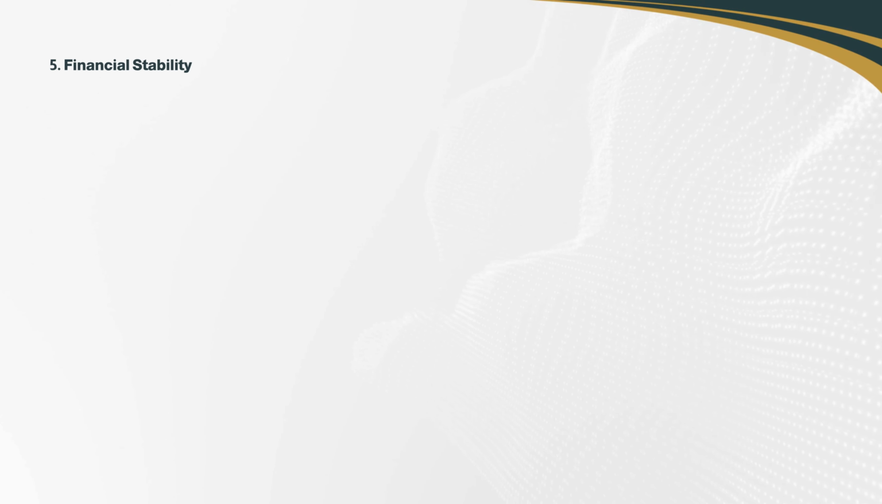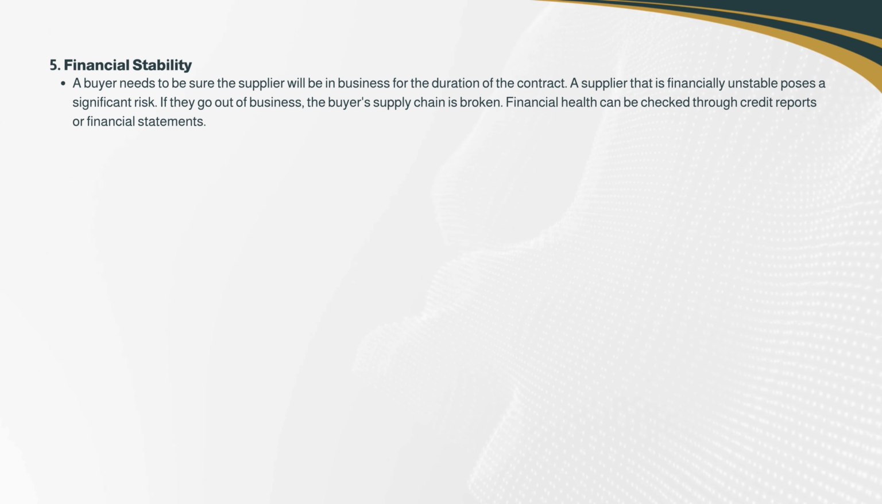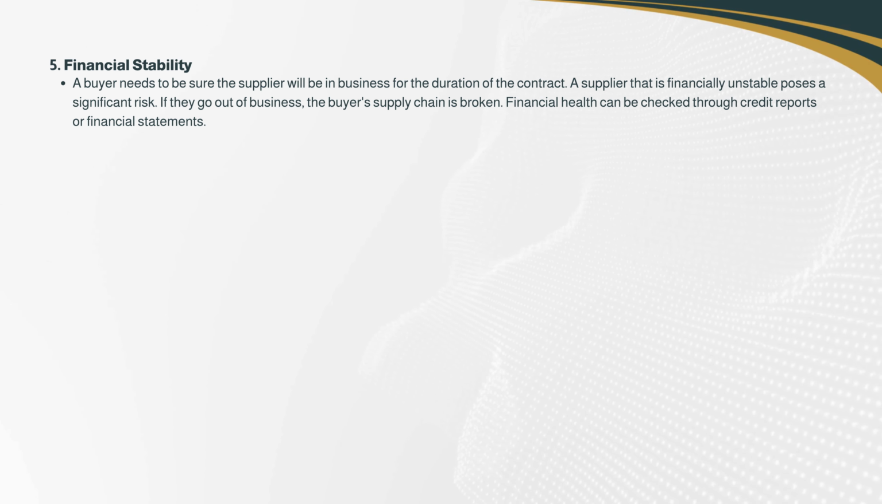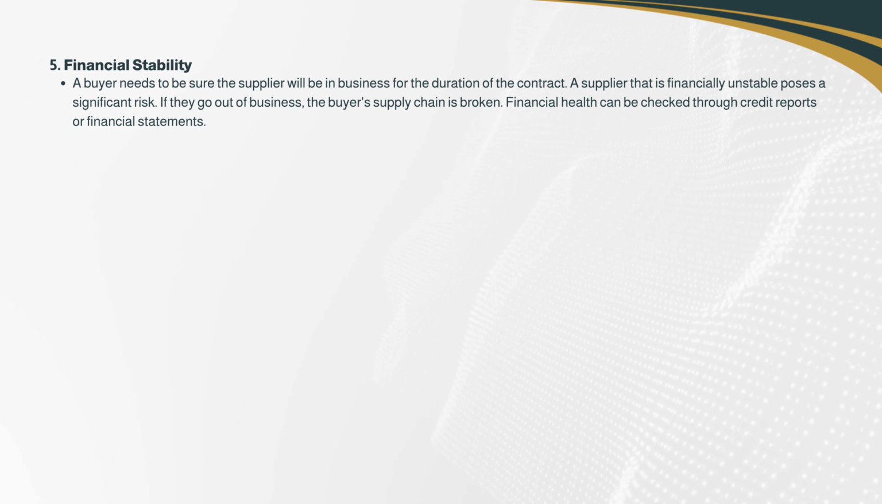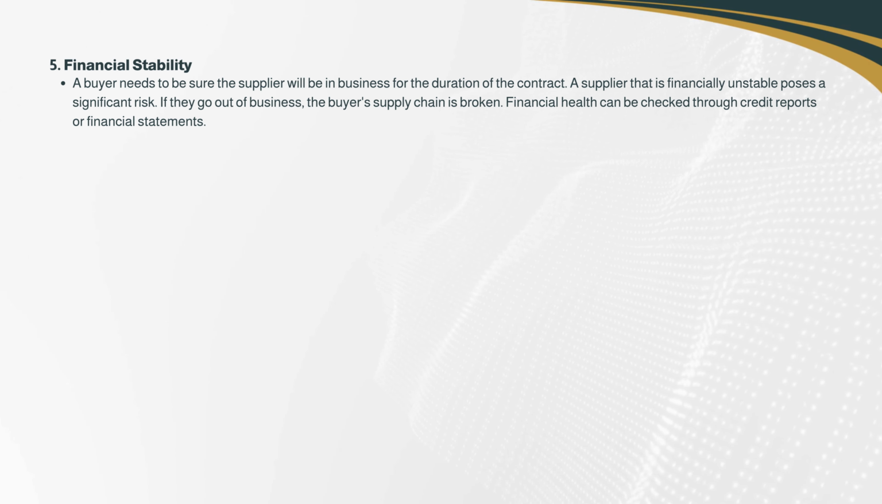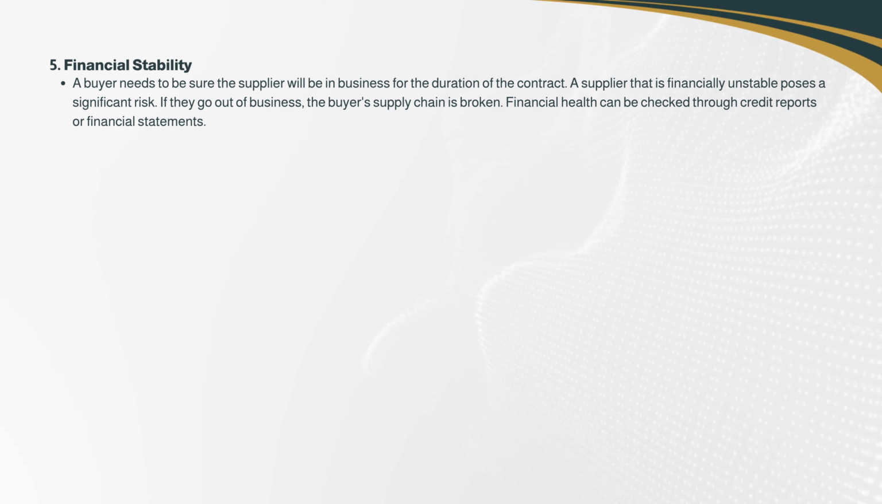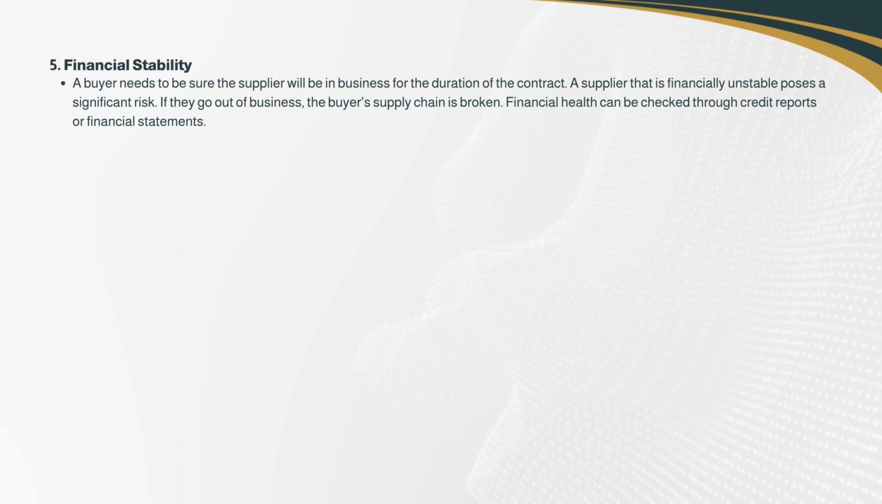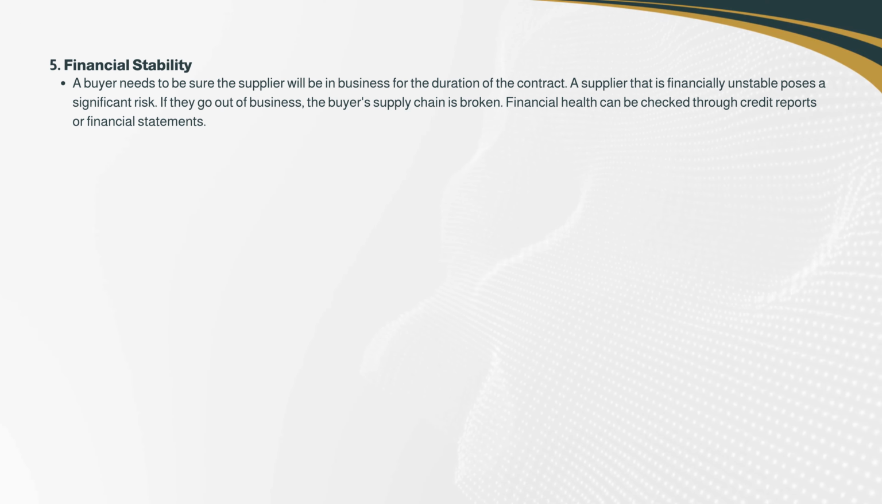5. Financial stability. A buyer needs to be sure the supplier will be in business for the duration of the contract. A supplier that is financially unstable poses a significant risk. If they go out of business, the buyer's supply chain is broken. Financial health can be checked through credit reports or financial statements.